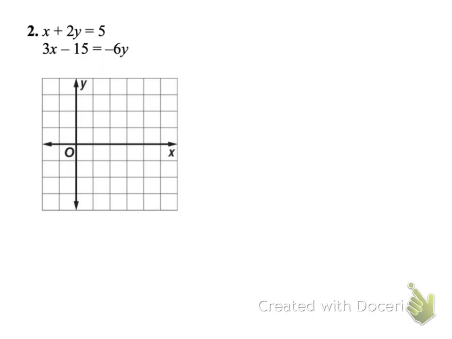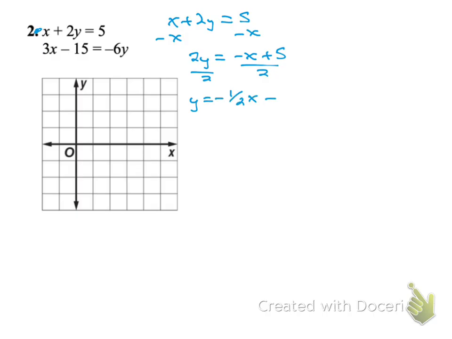All right, our first line here, we got x plus 2y equals 5. So again, I'm going to solve for y. So I'm going to subtract x. I get 2y equals negative x plus 5. Then I will divide by 2, which gives me y equals negative 1/2 x plus 2.5. Okay, 5 divided by 2 is 2.5.